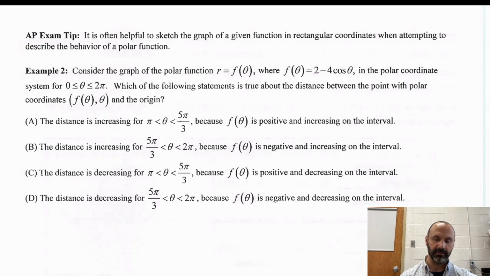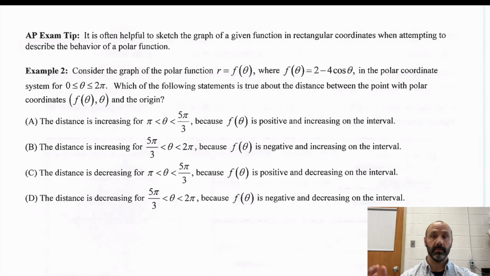It says, consider the graph of the polar function r equals f(theta), where f(theta) is 2 minus 4 cosine theta in the polar coordinate system. Which of the following statements is true about the distance between the point with polar coordinates f(theta) and the origin? In other words, is the function getting closer to or farther from the origin, etc.?